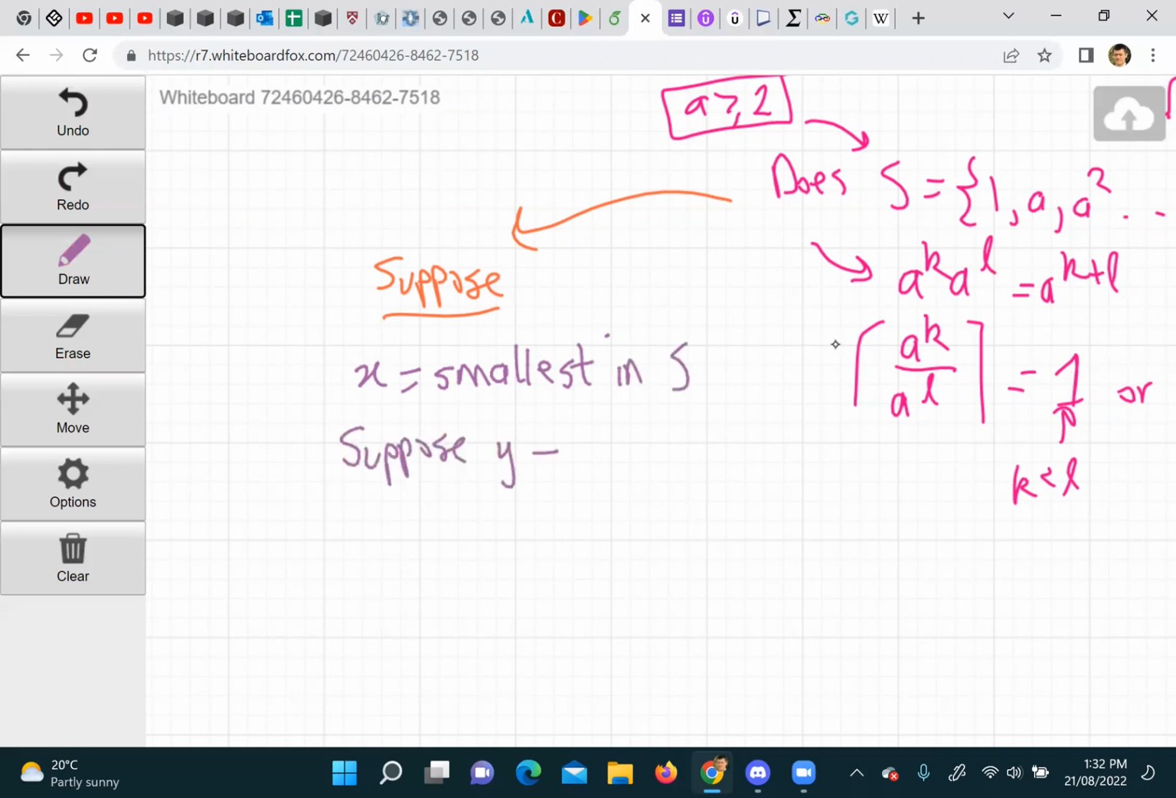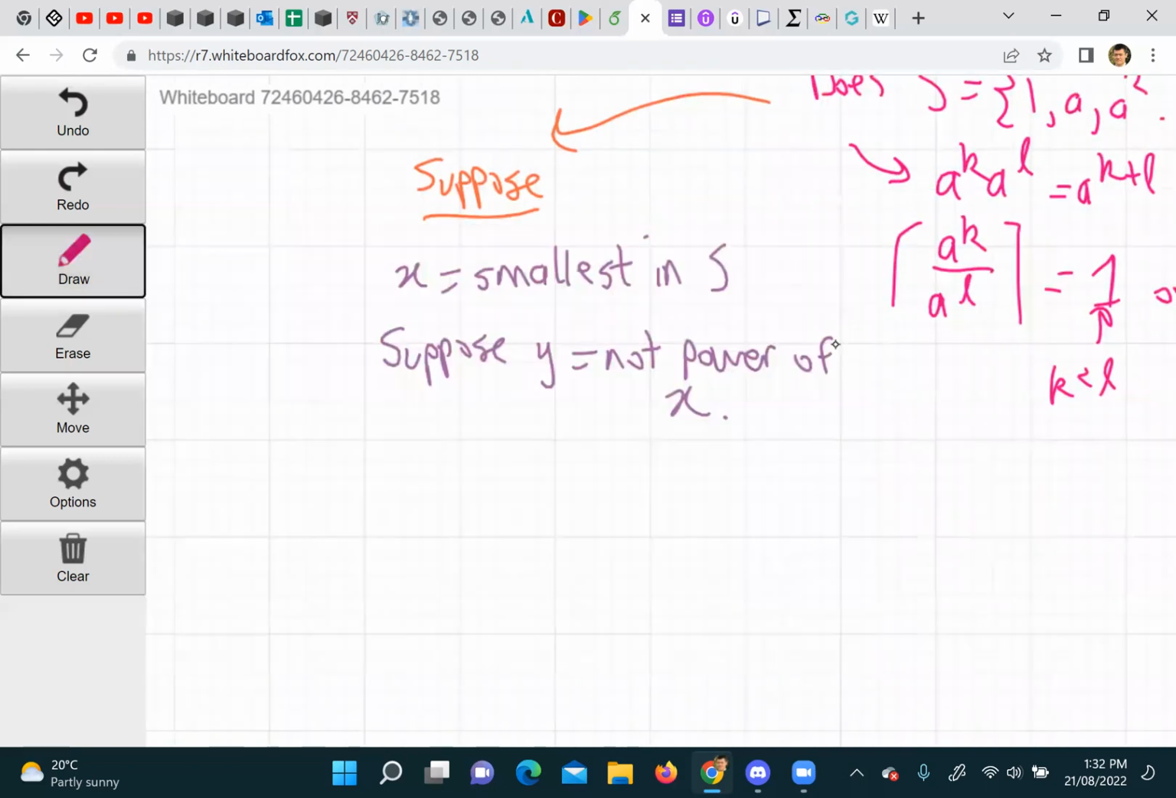Suppose y is not a power of x. Are you sure? Orange is odd. Okay, it isn't orange, so y is not a power of x. Suspicious orange. So y is in S. The oranges do look suspicious. Also, y has to be greater than x.